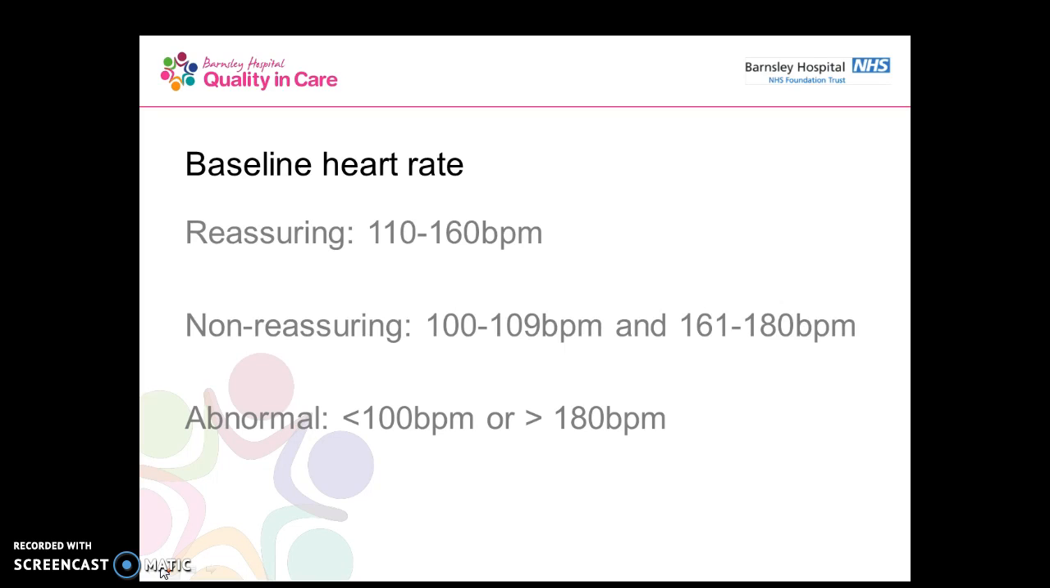So your baseline heart rate, these are your categorisations. Reassuring features are if your baseline is between 110 and 160 beats per minute. It's classed as non-reassuring if your baseline is between 100 and 109 beats per minute, or 161 and 180 beats per minute. And an abnormal baseline is one that is less than 100 or more than 180 beats per minute.